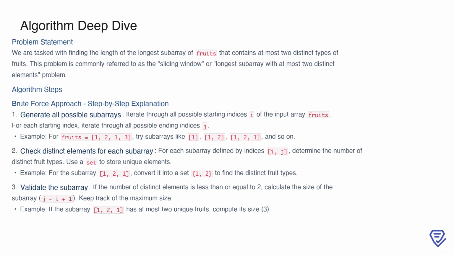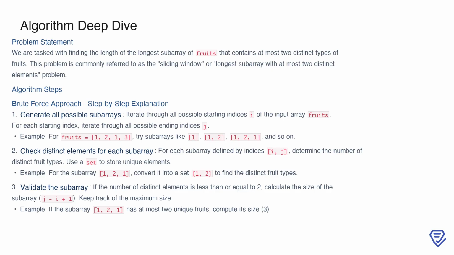The problem at hand is to determine the length of the longest subarray of fruits that contains at most 2 distinct types of fruits. This is commonly referred to as the sliding window problem or the longest subarray with at most 2 distinct elements problem. Let's first explore a brute force approach to solve this.